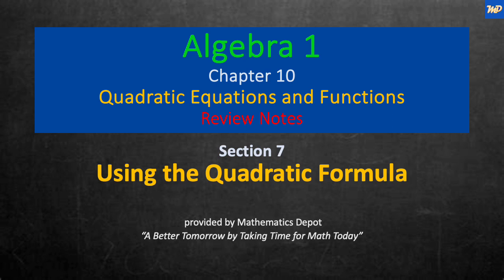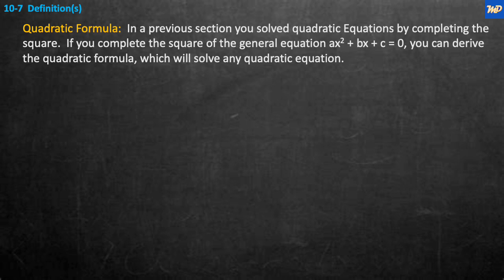Before we get going, we're going to look at a definition. Quadratic formula. In a previous section, you solved quadratic equations by completing the square. If you complete the square of the general equation ax squared plus bx plus c equals 0, you can derive the quadratic formula, which will solve any quadratic equation.